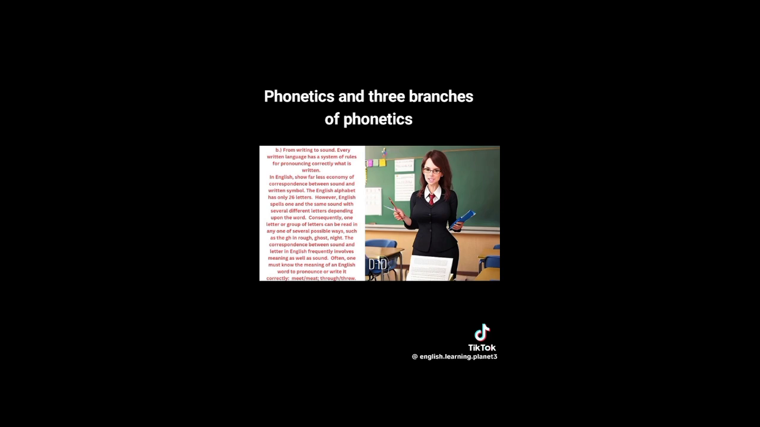English shows far less economy of correspondence between sound and written symbol. The English alphabet has only 26 letters. However, English spells one and the same sound with several different letters depending upon the word. Consequently, one letter or group of letters can be read in any one of several possible ways, such as the GH in rough, ghost, night. The correspondence between sound and letter in English frequently involves meaning as well as sound. Often, one must know the meaning of an English word to pronounce or write it correctly, meet/meat, through/threw.